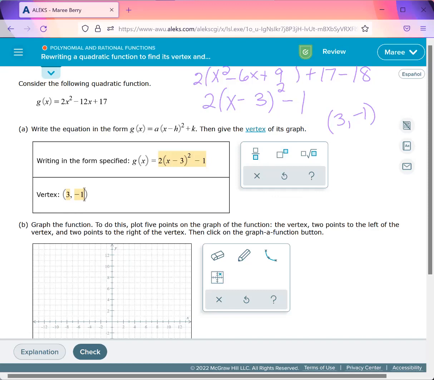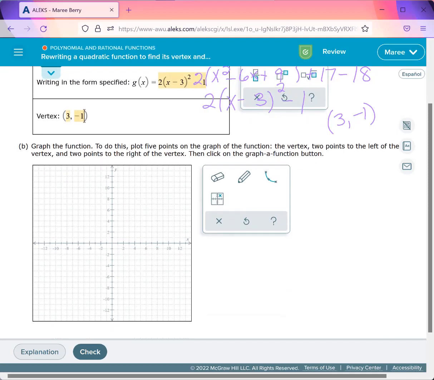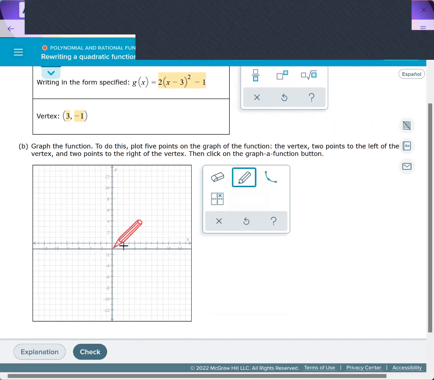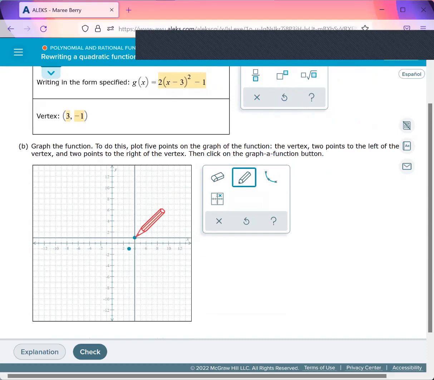And then we're going to go ahead and graph this. So first we start with 3, -1. And then we plug in, say, 4. 4 minus 3 is 1, times 2 is 2, minus 1 is 1. So at 4, we're at 1, and at 2, we'll be at 1.